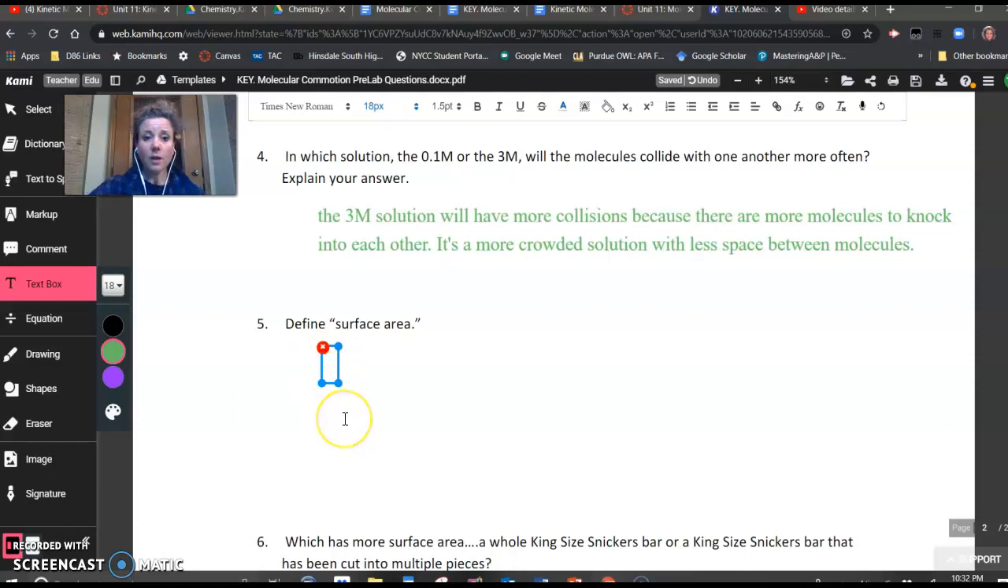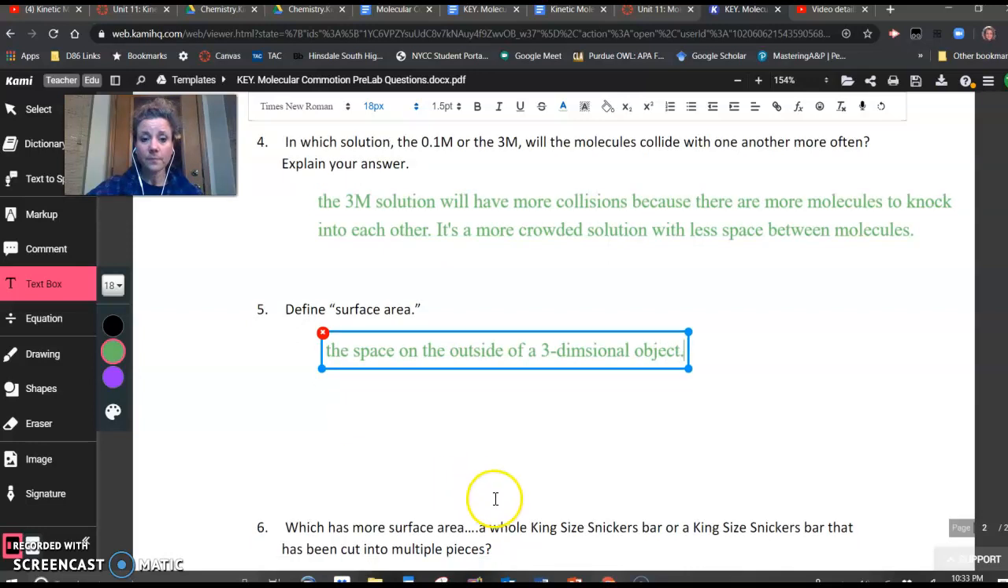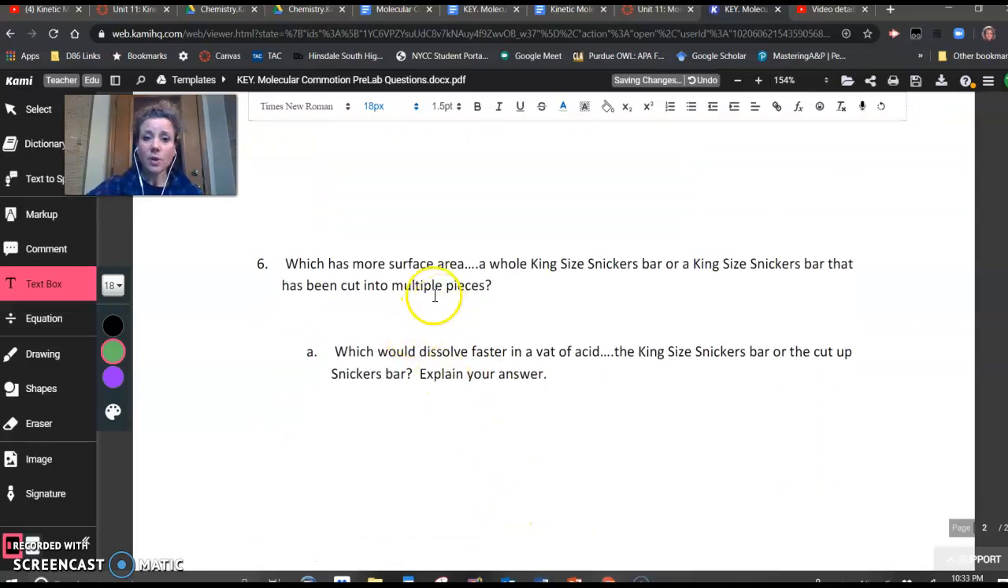There we go. Okay. And now we have something where we need to define surface area. Surface area is simply the space on the outside of a three-dimensional shape, or object, I guess would be the better thing to say there. And so number 6 says, which has more surface area, a whole king-size Snickers bar or a king-size Snickers bar that has been cut into multiple pieces?